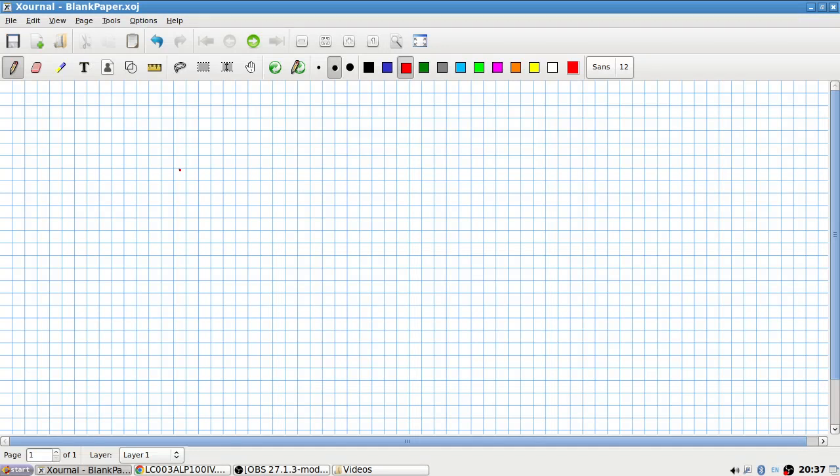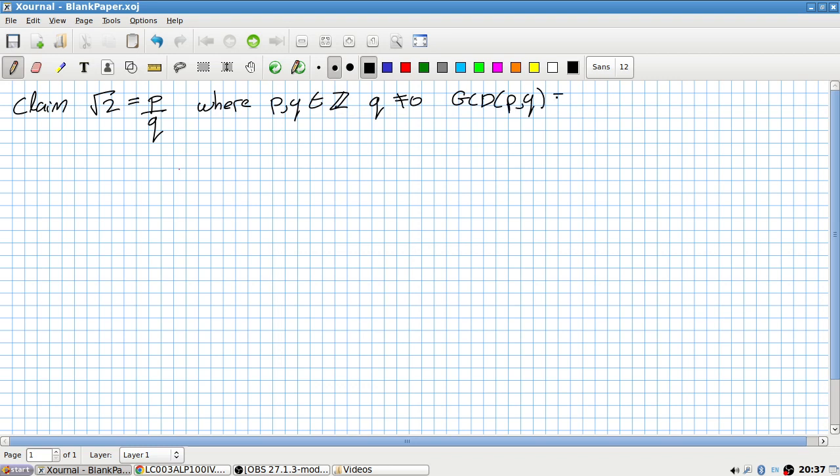Let's see, do I remember how to prove root 2 is irrational? Okay. Claim that root 2 is rational. So root 2 equals p over q, where p and q are integers. Q does not equal 0. And the greatest common divisor between p and q is 1.